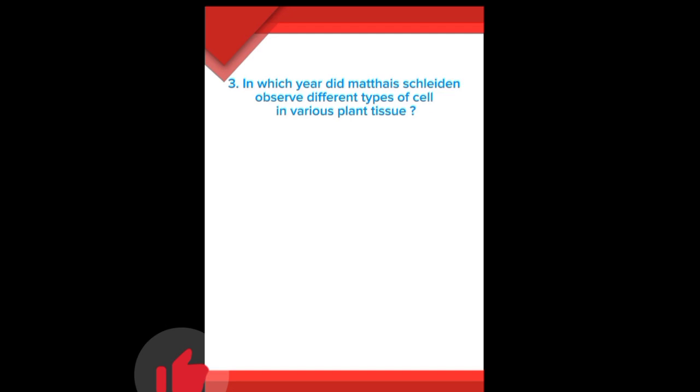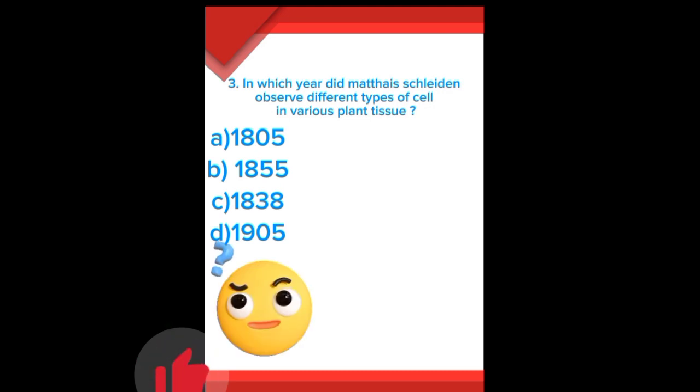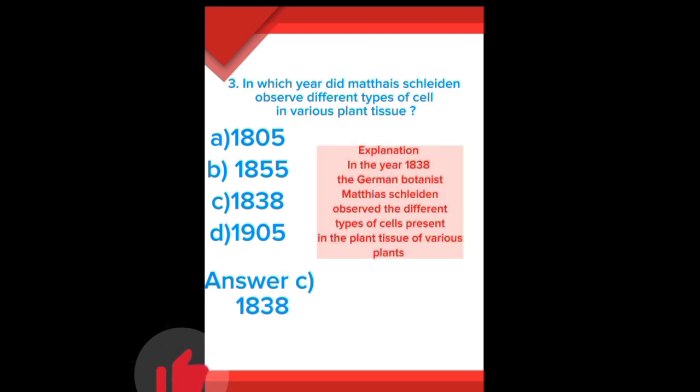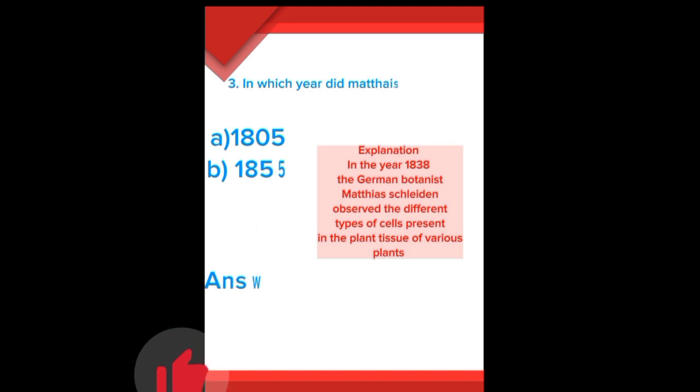3. In which year did Matthias Schleiden observe different types of cells in various plant tissue? A. 1805. B. 1855. C. 1838. D. 1905. Answer C. 1838. Explanation. In the year 1838, the German botanist Matthias Schleiden observed the different types of cells present in the plant tissue of various plants.